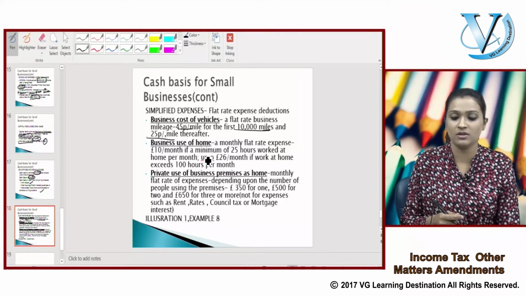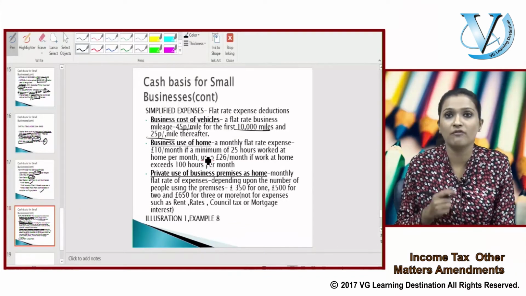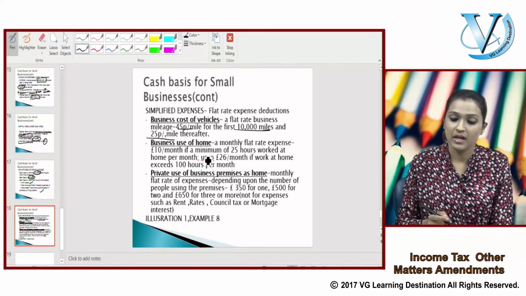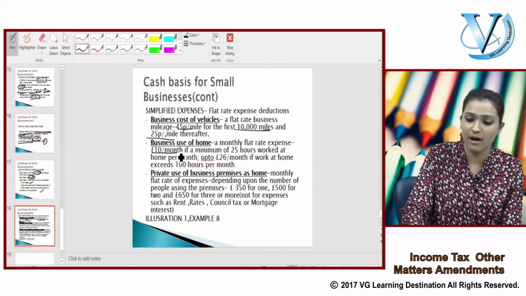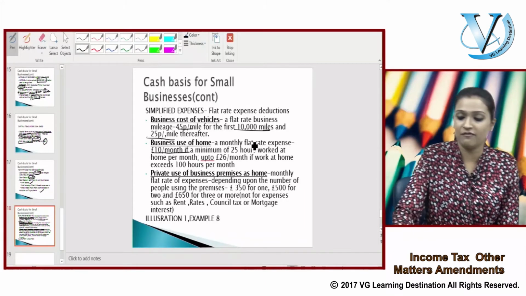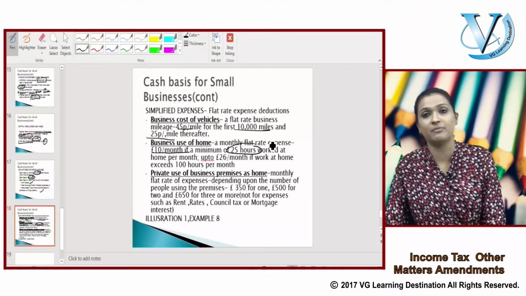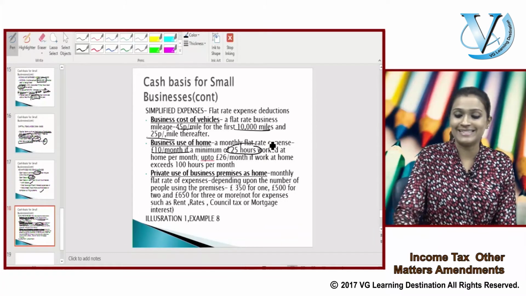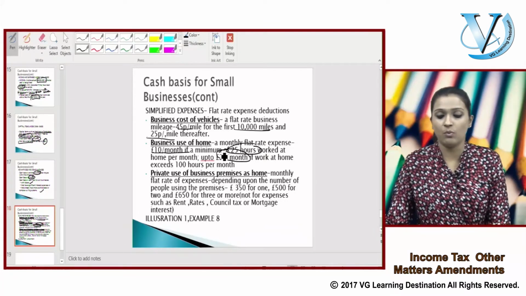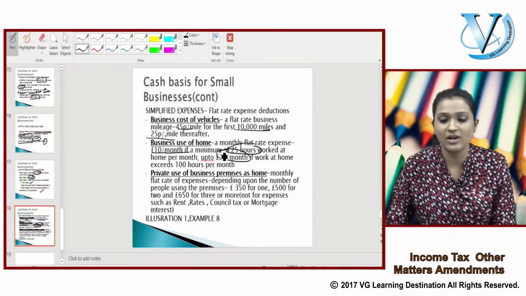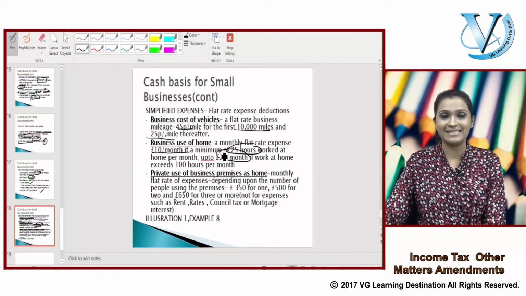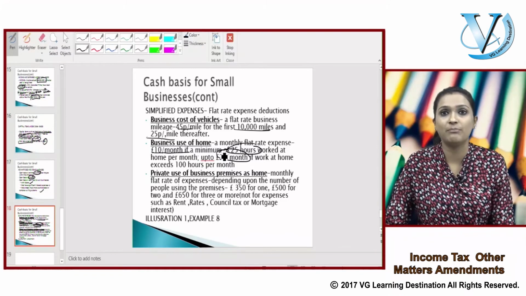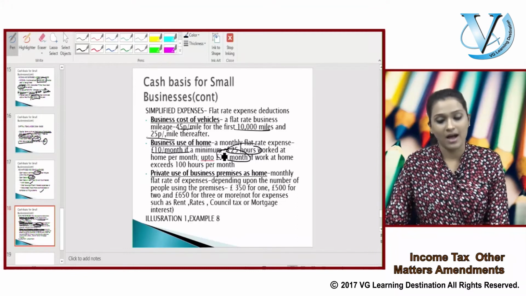You reduce depending on the business use of home, depending upon how much you've actually put in is what you're going to claim. A monthly flat rate expense of £10 per month if a minimum of 25 hours have been worked from home per month, and this further increases to £26 per month if the work from home exceeds 100 hours per month. So very, very simply, all you need to do is consider how much time you have actually put in preparing your accounts.